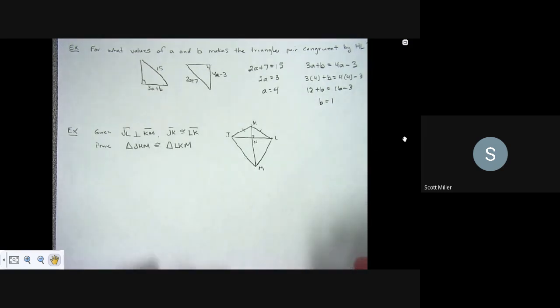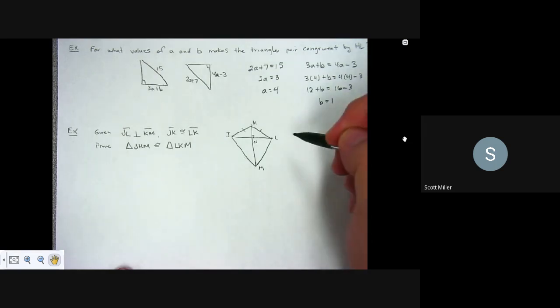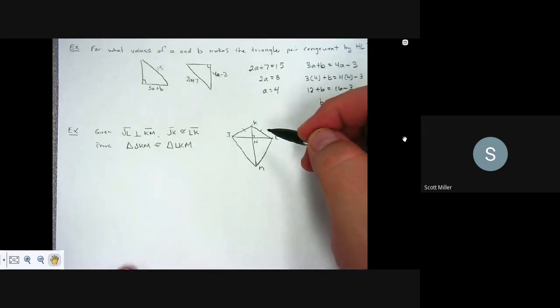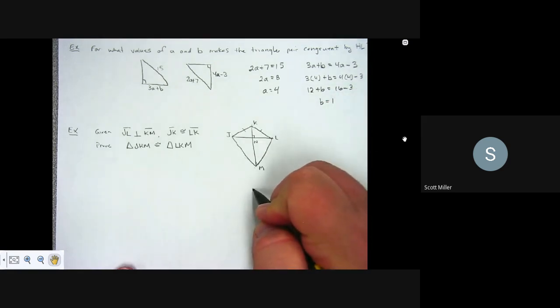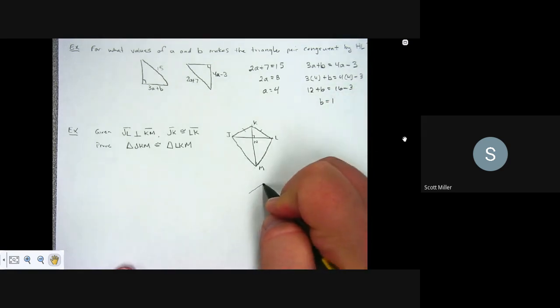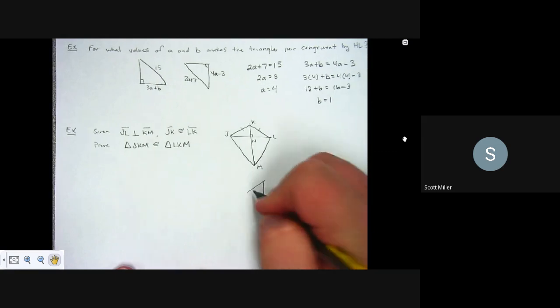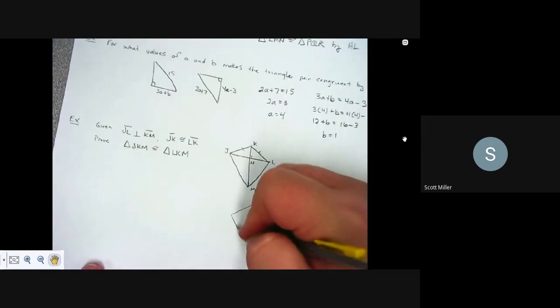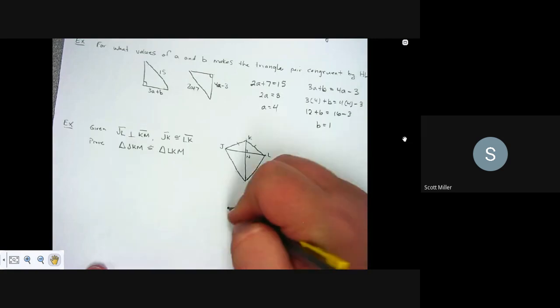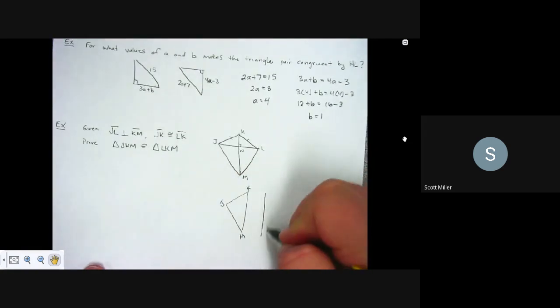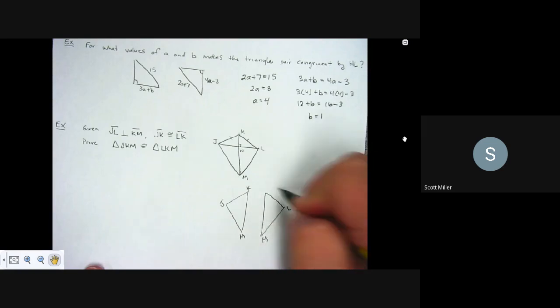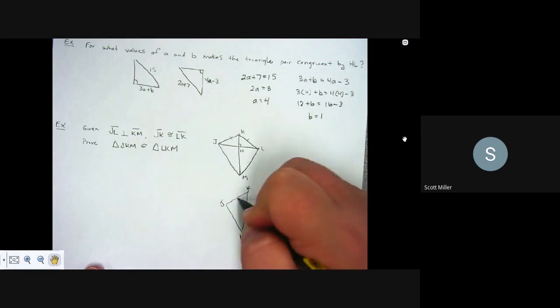Well, let's look at the pieces that I have. Do I know anything? Sometimes it might be useful to split the two triangles apart to help you see the pieces that you have. Here's one option I have available to me. If I take this right here and kind of like draw the triangles again, but separate them, this would be M, J, and K. And then over here, M, L, and K. And I know that those two pieces are congruent.